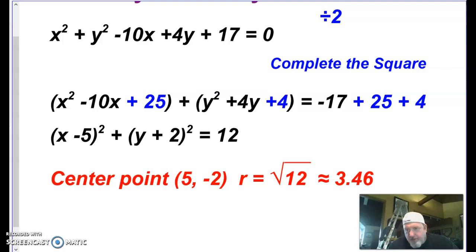And so that is what we're doing with circles today. You're going to identify the center point and radius, or you're going to have the center point and radius and have to write the equation. And then the third thing is going from general form back to standard form like so.